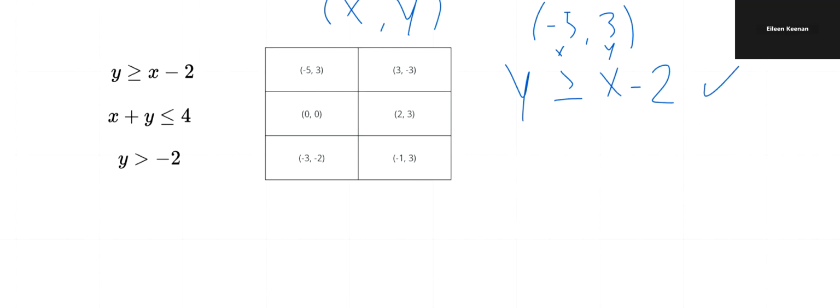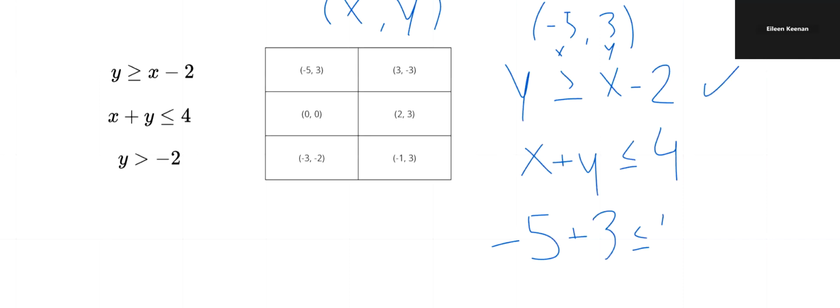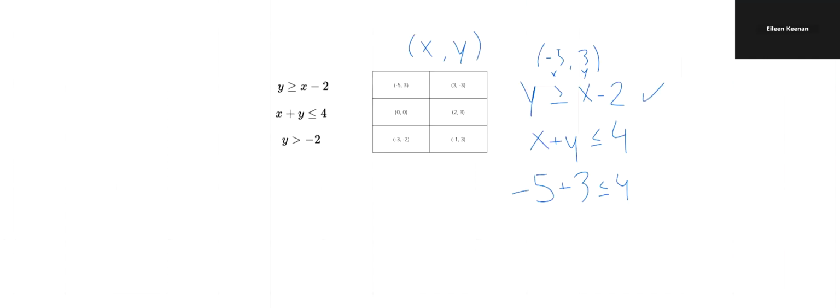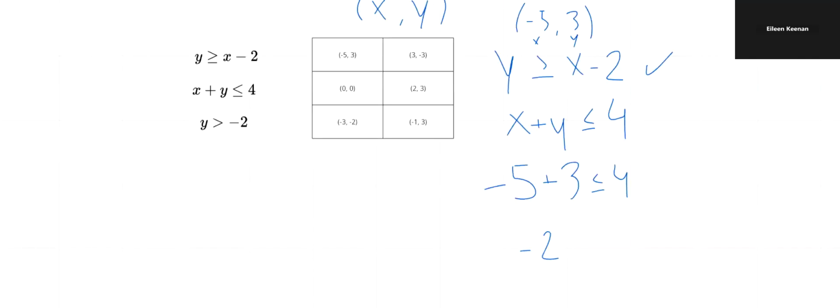So that was the first equation. The second equation is x plus y is less than or equal to 4. Okay, so again, if our x is -5 and our y is 3, then -5 plus 3 will give us -2, which is less than or equal to 4. Well, that checks out too. That's a true statement. So we know that that's correct.